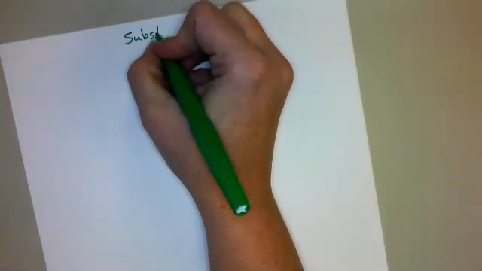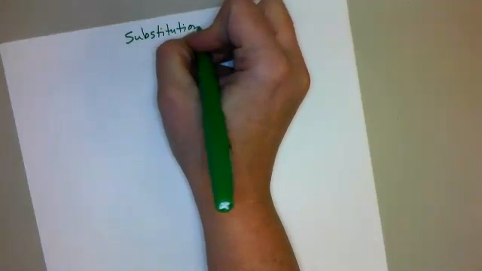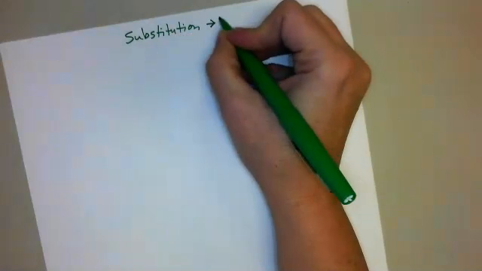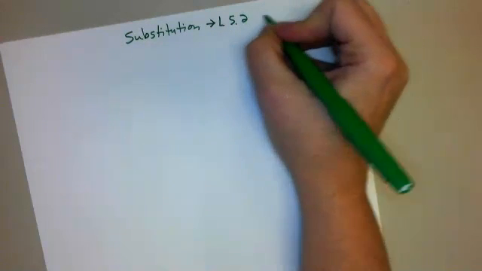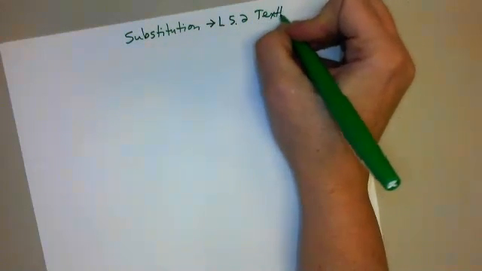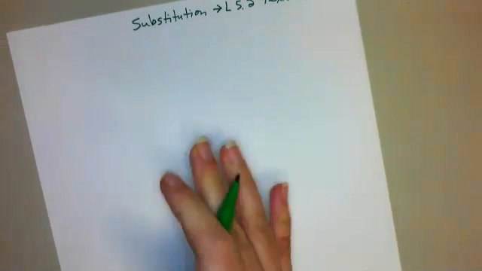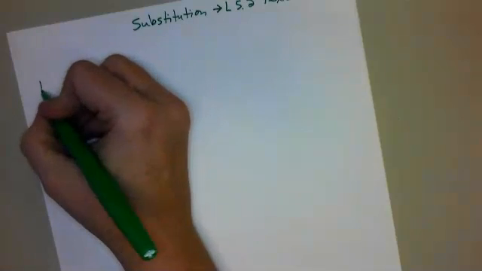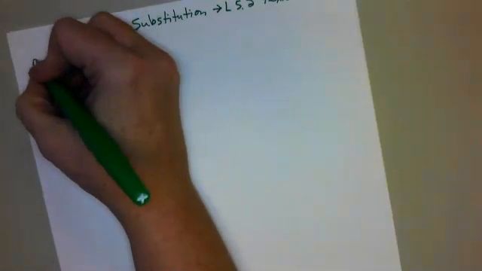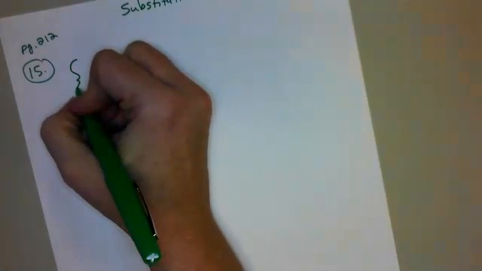We are going to be doing substitution, and this is from lesson 5.2 in the textbook. I'm just going to do one problem from the book. I want to do problem 15, that's on page 212 of your textbook. And I will write the problem, though. You don't need to get your textbook out.